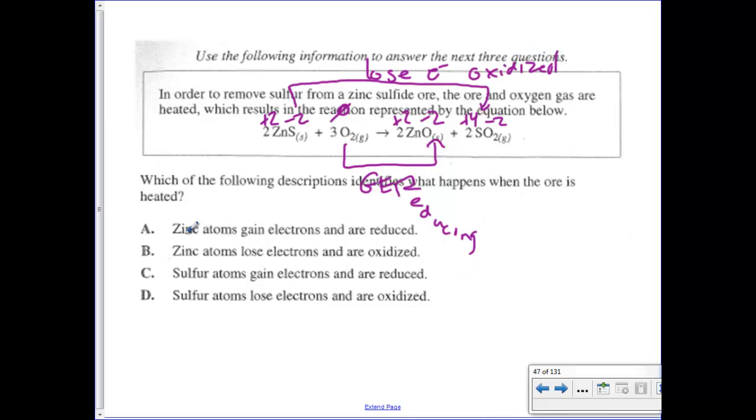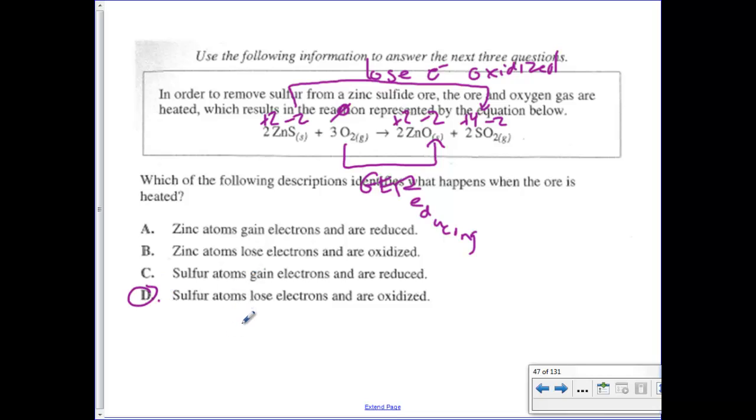So reading through, did zinc atoms gain electrons? Did zinc do anything? What do we call them? Spectator. Good. Zinc atoms lose electrons. No, same thing as before. Sulfur gains electrons. Nope, sulfur loses electrons.